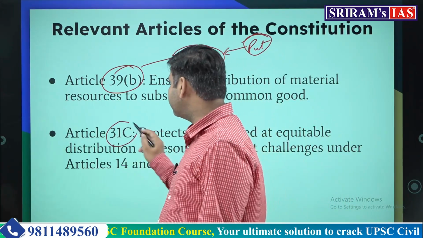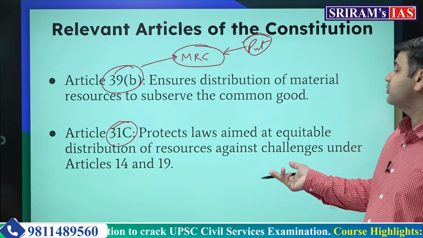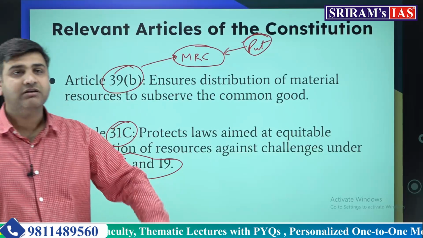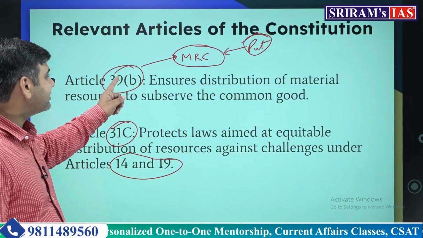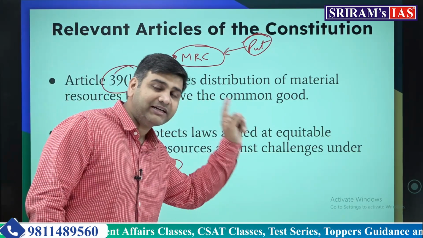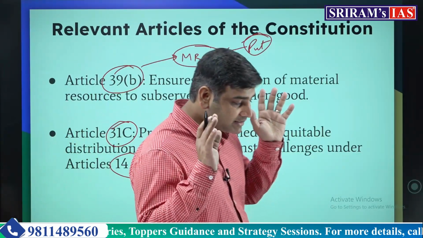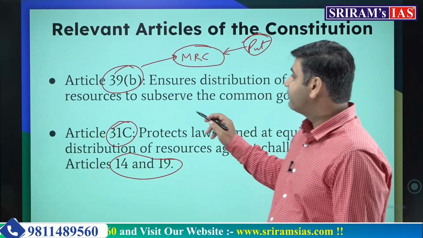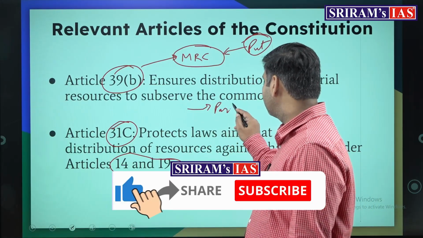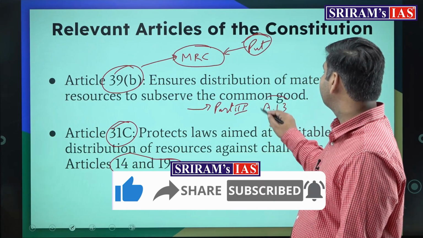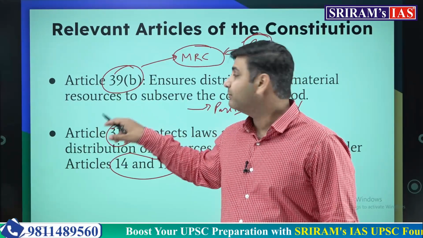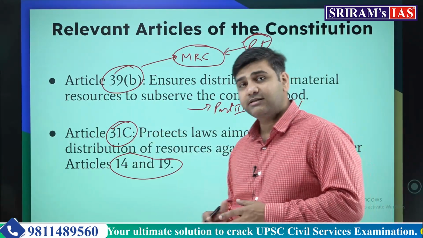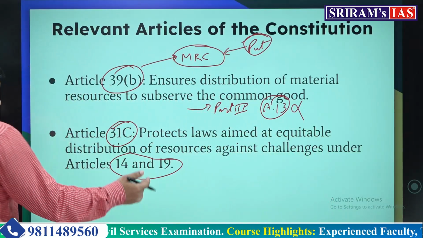And the second important article is 31C, which protects the laws aimed at equitable distribution of resources against challenges under Article 14 and 19. That simply means that any change or any law or any action which has been taken to implement Article 39B, that means for ensuring equitable distribution of material resources, if the government takes any step, parliament makes any policy, state legislature makes any law, that will be protected from the fundamental rights, from Part 3. That simply means Article 13 will not be applicable on any law, act or anything made to implement Article 39B. I hope you have understood this. And in which article are all these things written? In Article 31C.